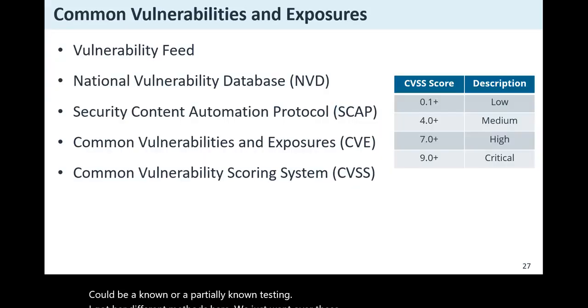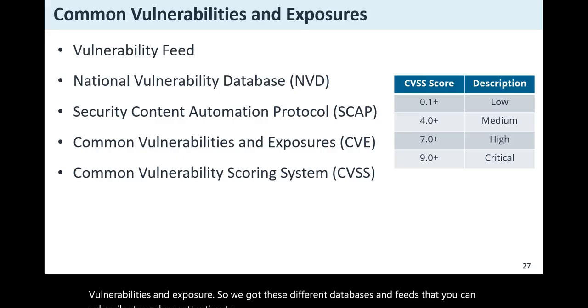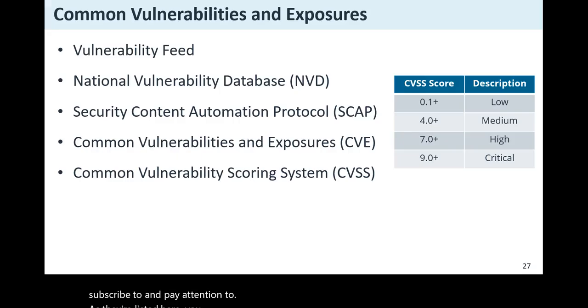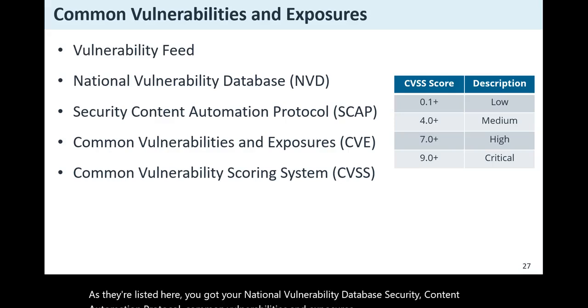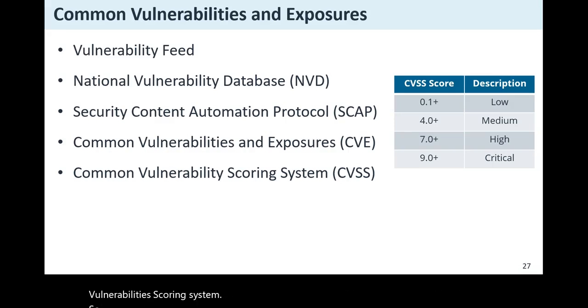Our next topic, vulnerabilities and exposures. So we got these different databases and feeds that you can subscribe to and pay attention to. As they're listed here, you got your National Vulnerability Database, Security Content Automation Protocol, Common Vulnerabilities and Exposures, and the Common Vulnerability Scoring System. So you see an example of the scoring system here, the CVSS scoring system, and how the number relates to the criticality of the score.